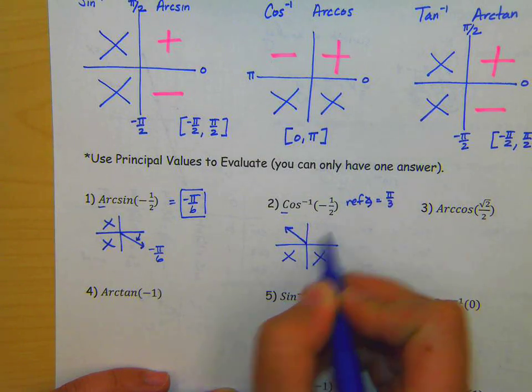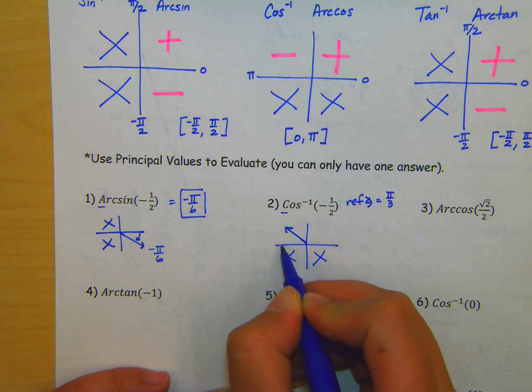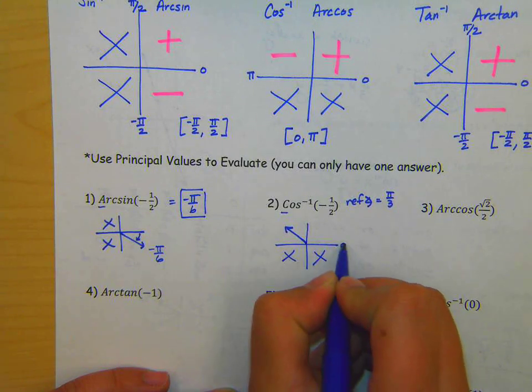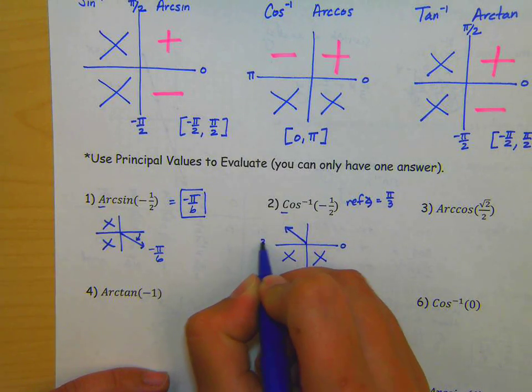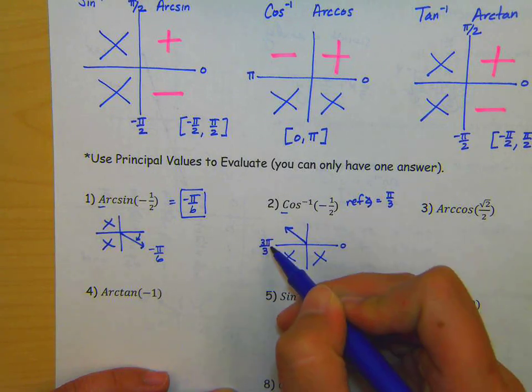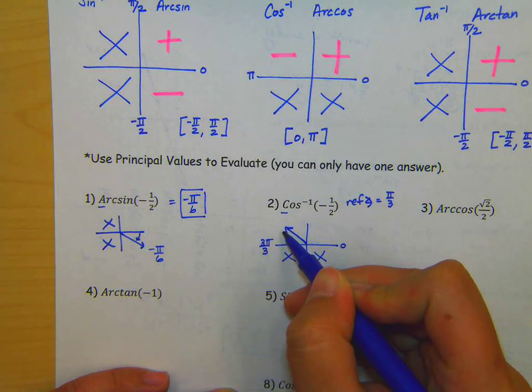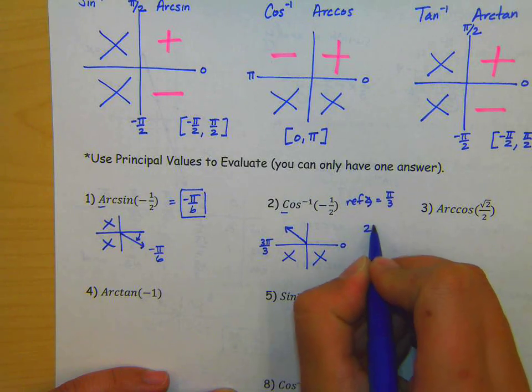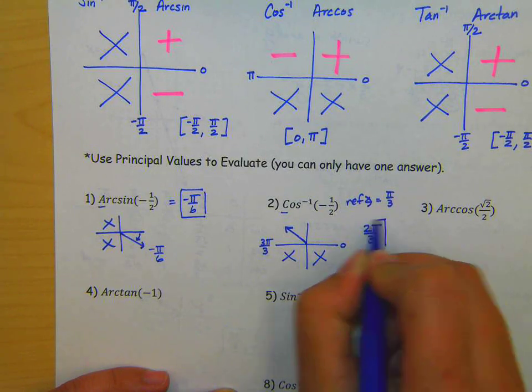But pi over 3 is in the first quadrant. So how do I get this angle that's in the second quadrant? Remember, this is 0. This is pi, or 3 pi over 3. So what I have to do is take away 1 pi over 3, and that would give me 2 pi over 3, which is my answer.